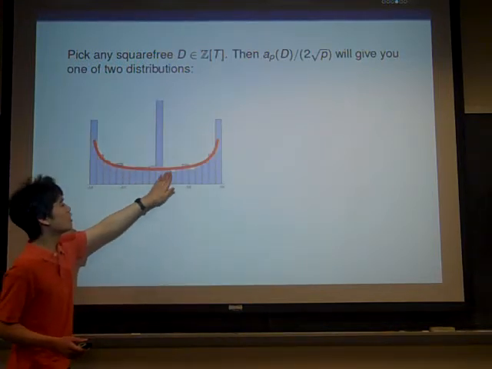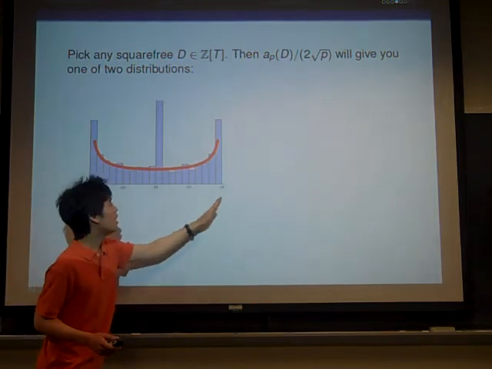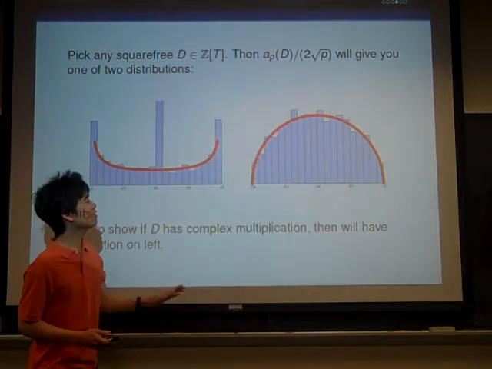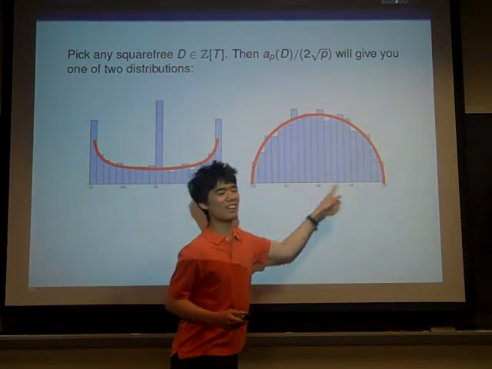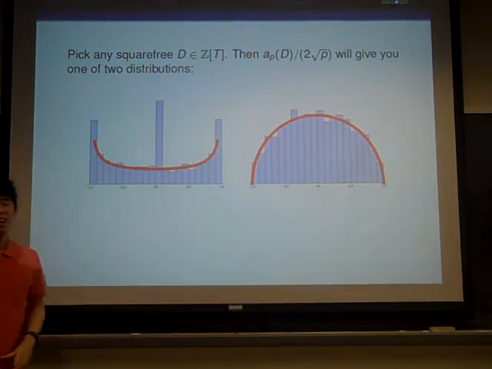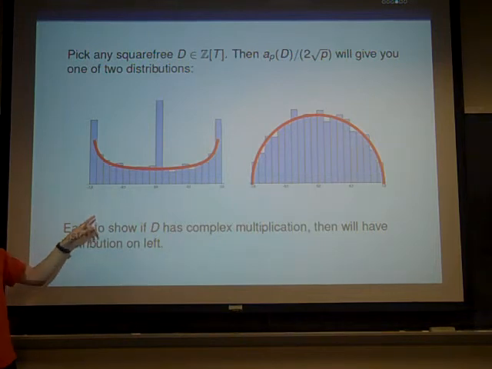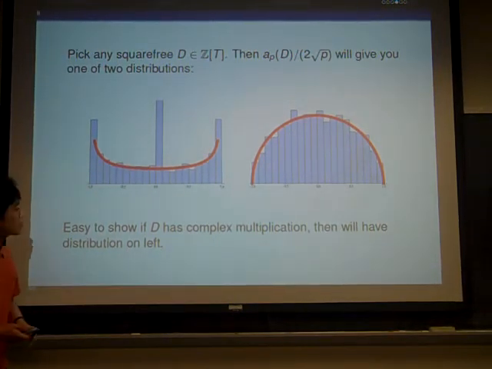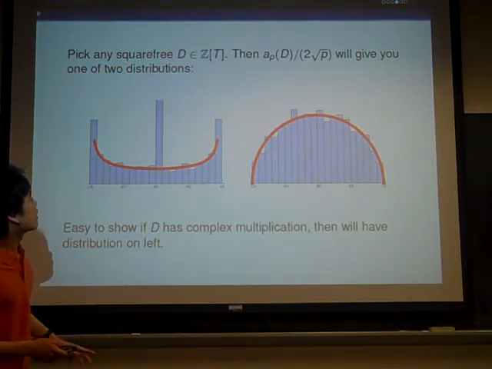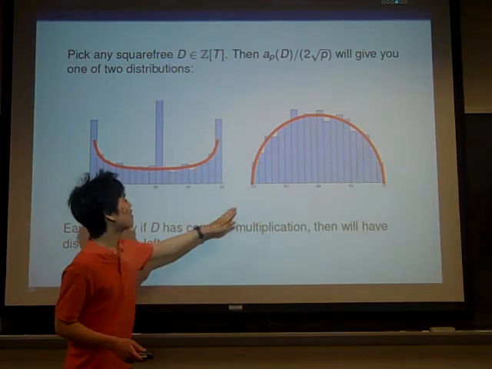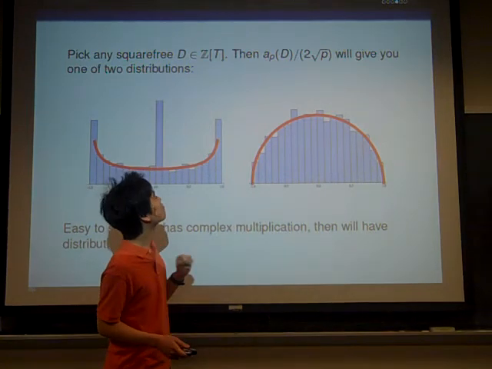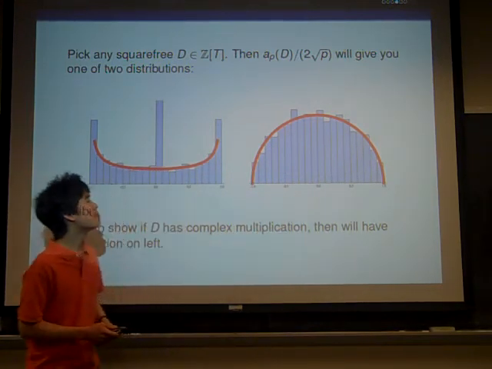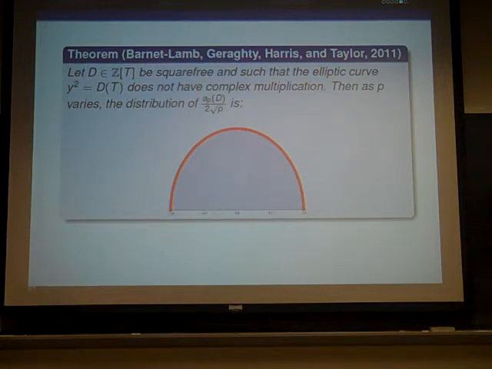Either something like this, which goes from -1 to 1, and has a sharp peak at 0, or we get this nice semicircle, which goes also from -1 to 1. And it's not hard to show that if D has complex multiplication, we'll get this distribution on the left. But if D does not have complex multiplication, then it's harder to show that we get this thing. But this was proved recently in 2011. And so this is a special case of the Sato-Tate conjecture.